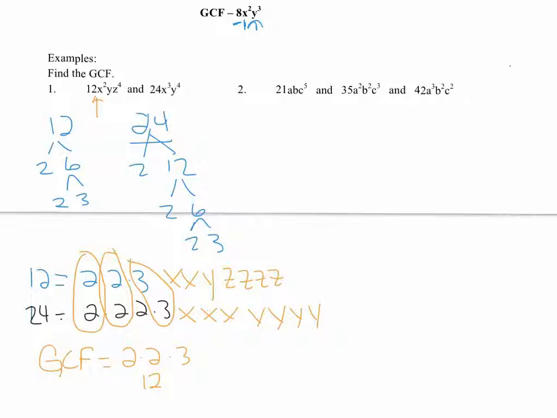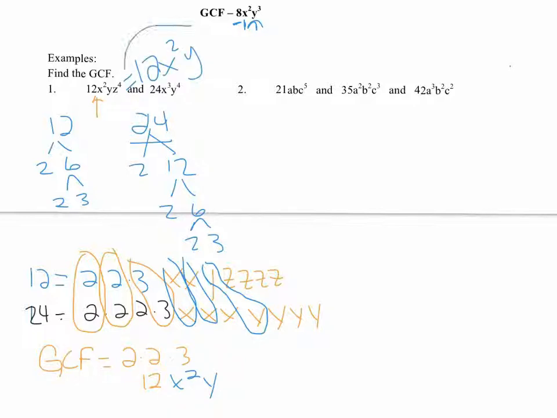So let's circle what they have in common. Well, they each have an x. They each have a y. So we have x squared and y. Notice that 12 has z's, but 24 doesn't. So our greatest common factor here is 12x squared y.